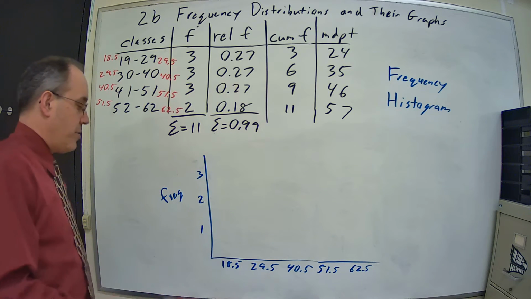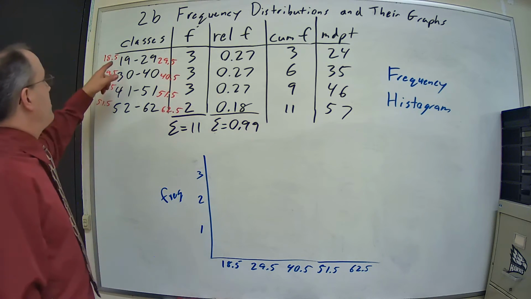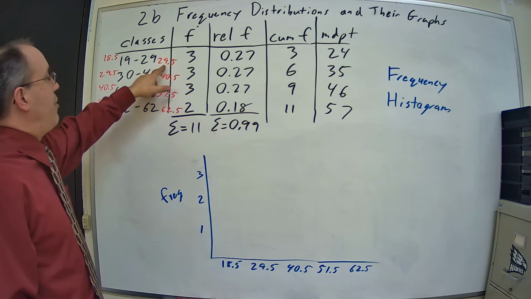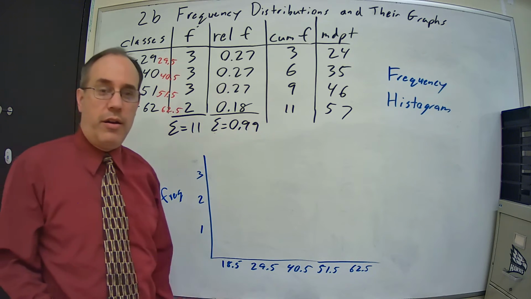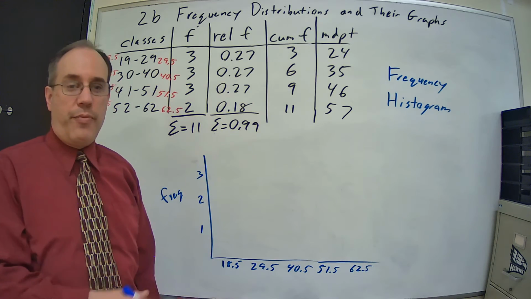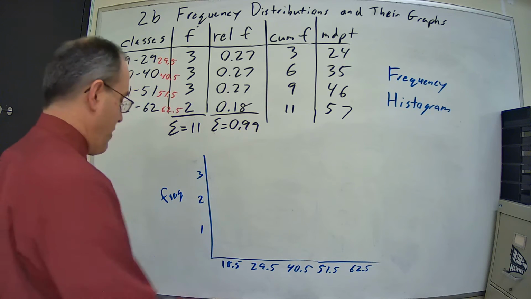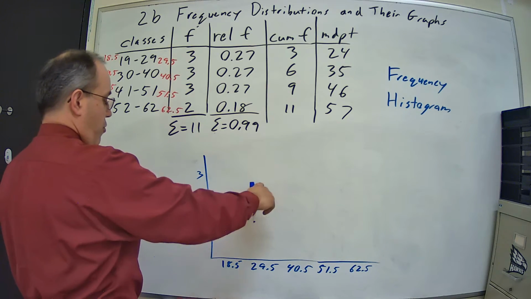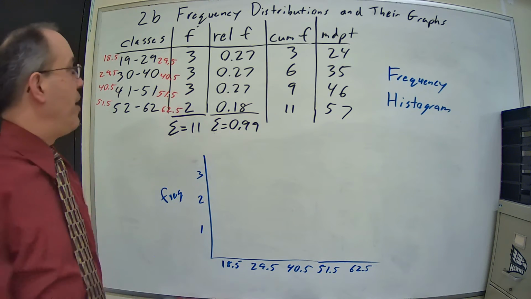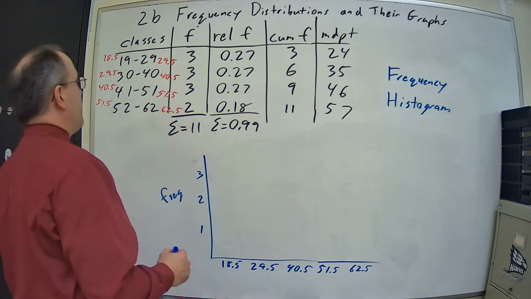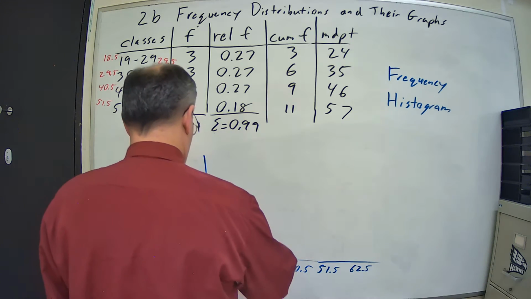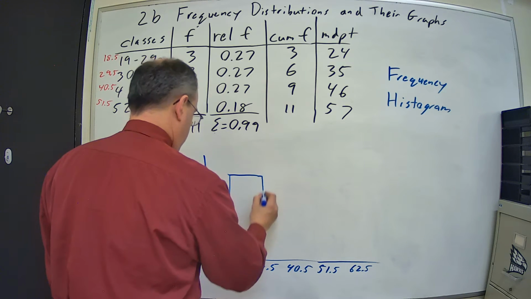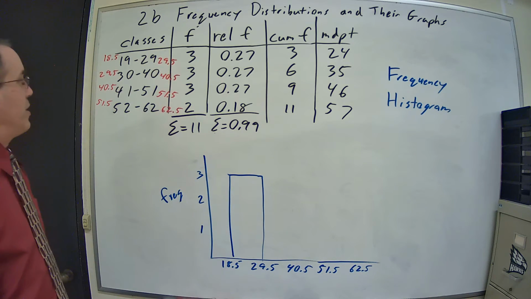So now what I'm going to do is, I realize that this class really starts at that class boundary and ends at that class boundary. So when I create my bar for my histogram, I'm going to start at that first class boundary, go up to the frequency, go over and go down at the next class boundary. So at 18.5, I'll go up to 3. Then I'm going to go over to 29.5 and I'm going to come back down. So I come down to 29.5.